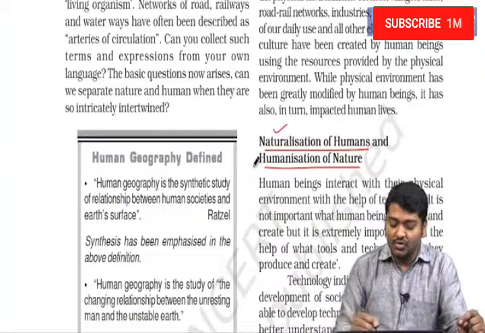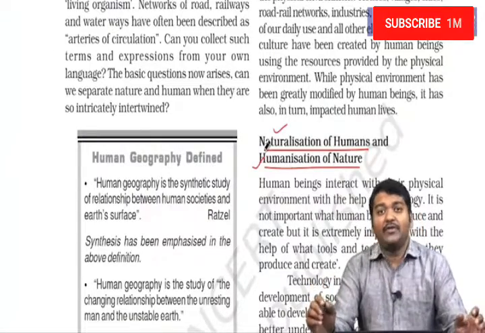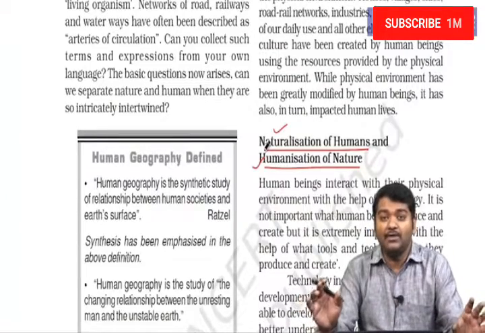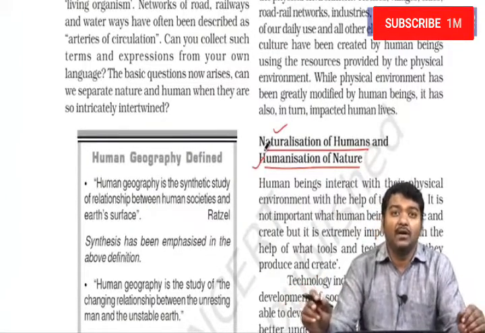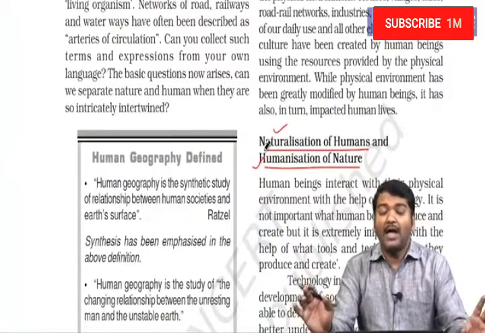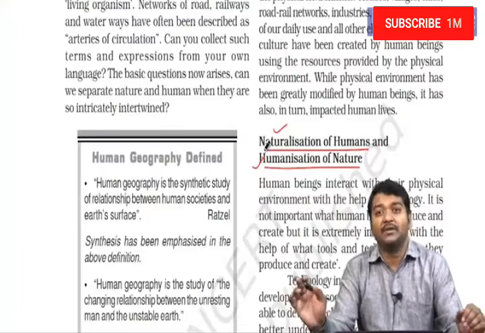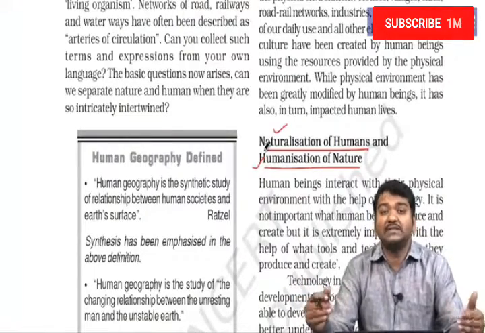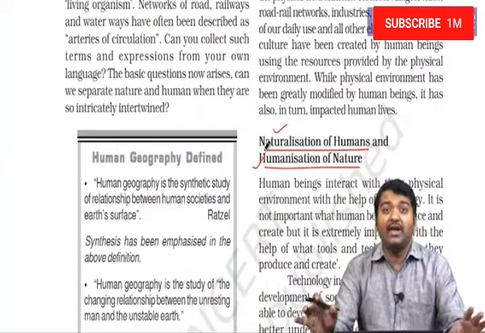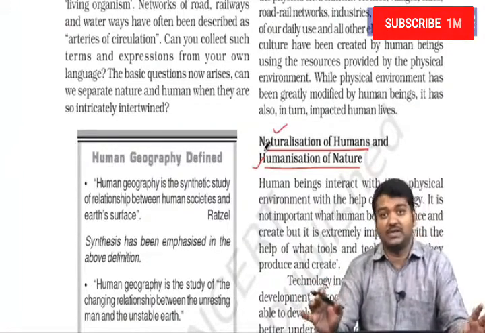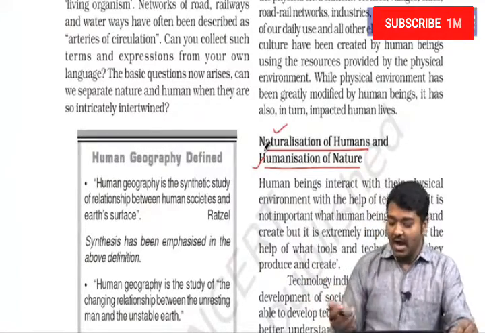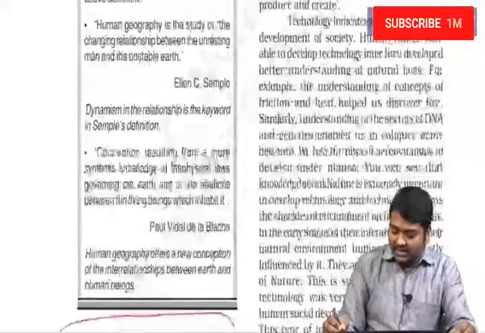But when it comes to humanization of nature, for example, it's very hot in Delhi. So what I do, I construct a building and I keep ACs and all and ensure that I am living in a cool environment. So this is what I say, humanization of nature. The nature will be changed in such a way that it would benefit the humans is what we are going to see with humanization of nature. I hope it is clear. There is nothing much to see.